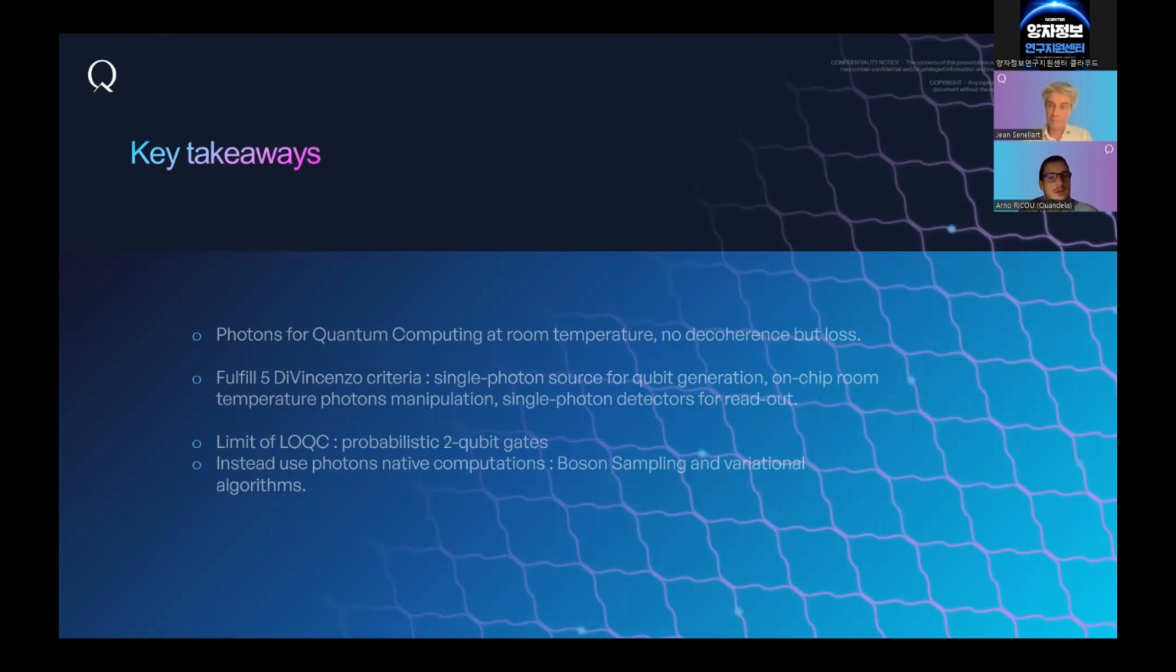We're also able to fulfill the DiVincenzo criteria, using single photon sources for the qubit generation, on-chip room temperature components for the manipulation, and single photon detectors for readout. We also studied the limits of linear optical quantum computation, which come from the fact that we enforce the photons not being themselves, in a sense. In practical terms, it also means that we have probabilistic 2-qubit gates. Instead, we can use more photon-native computation, such as boson sampling or variational algorithms.